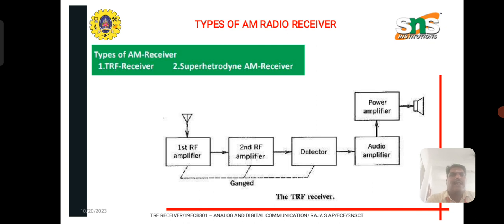If you see the block diagram, it consists of three main important blocks. First is the first RF amplifier and the second RF amplifier followed by a detector. These three are called ganged tuning, followed by a second stage of audio amplifier. The third stage will be the power amplifier. So now we will see the details of this.